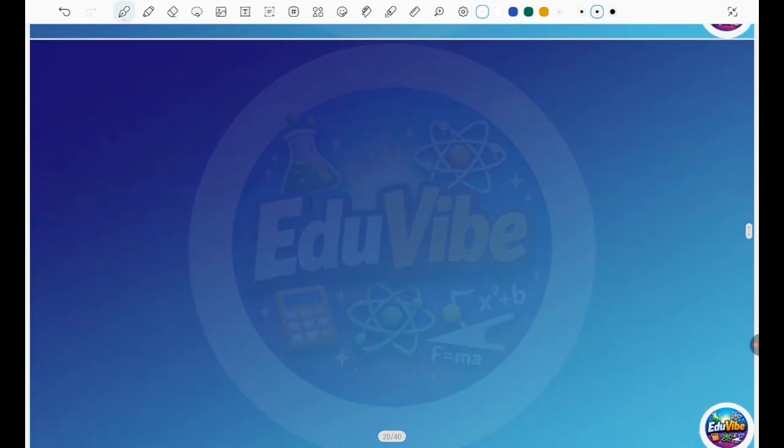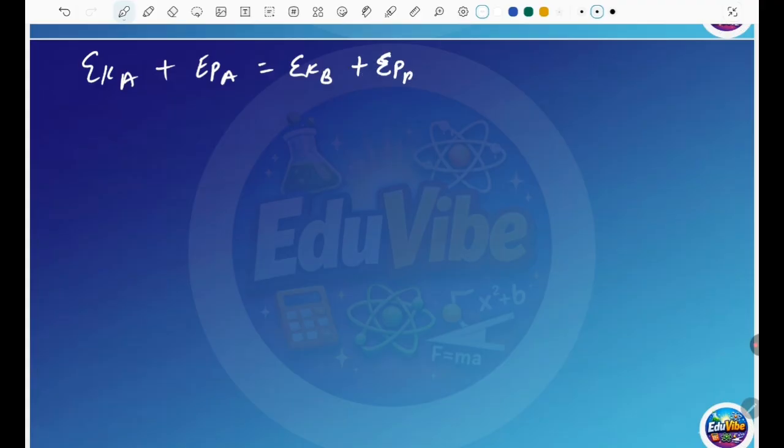We can find this because we know that EKA plus EPA is equal to EKB plus EPB. This we all know. At the starting point there is kinetic energy, but the potential energy is not there, so it is 0. EPB is there because of the height, which goes with gravity, but the kinetic energy at B is not there initially.